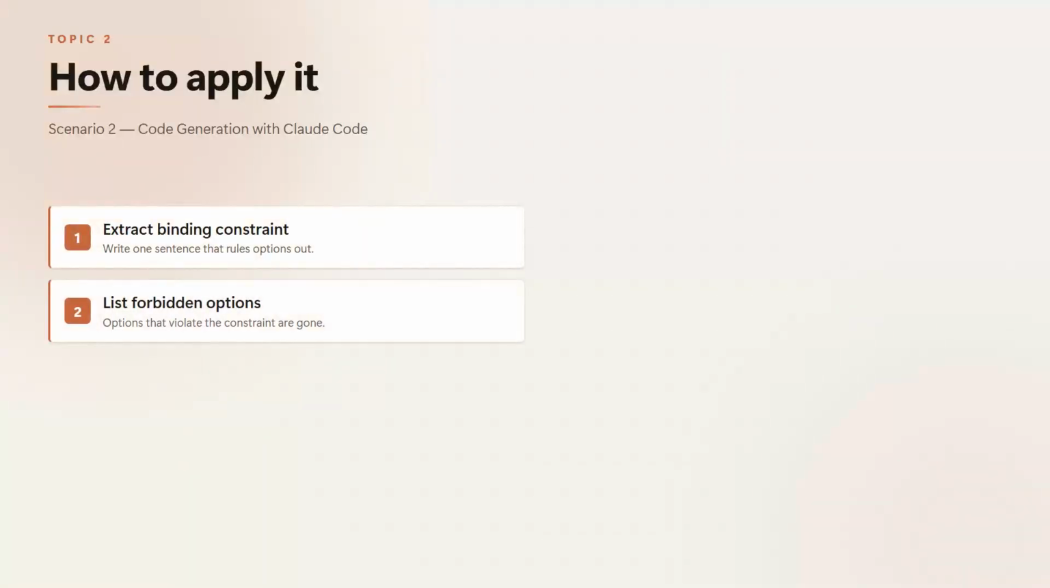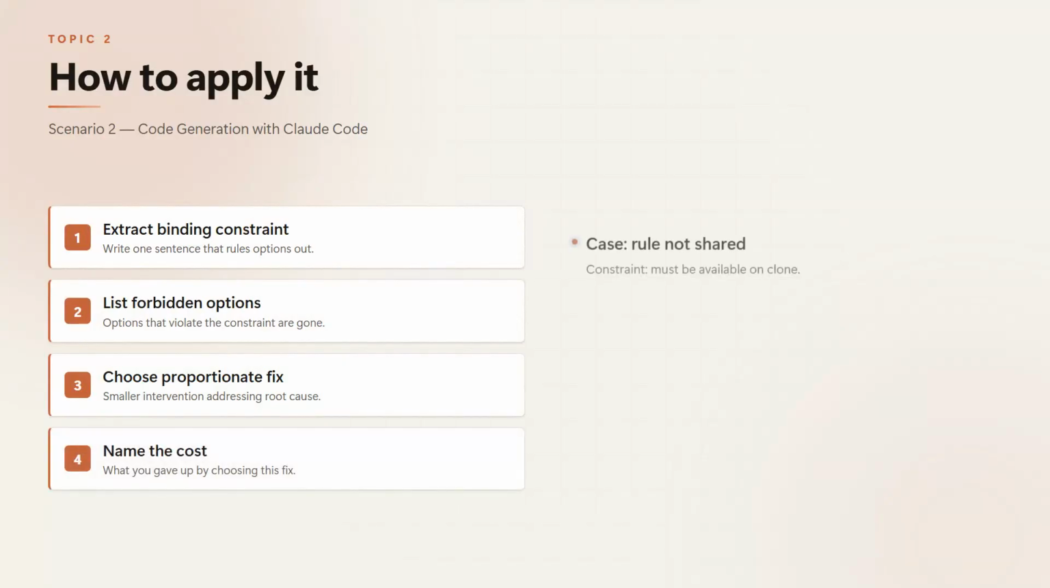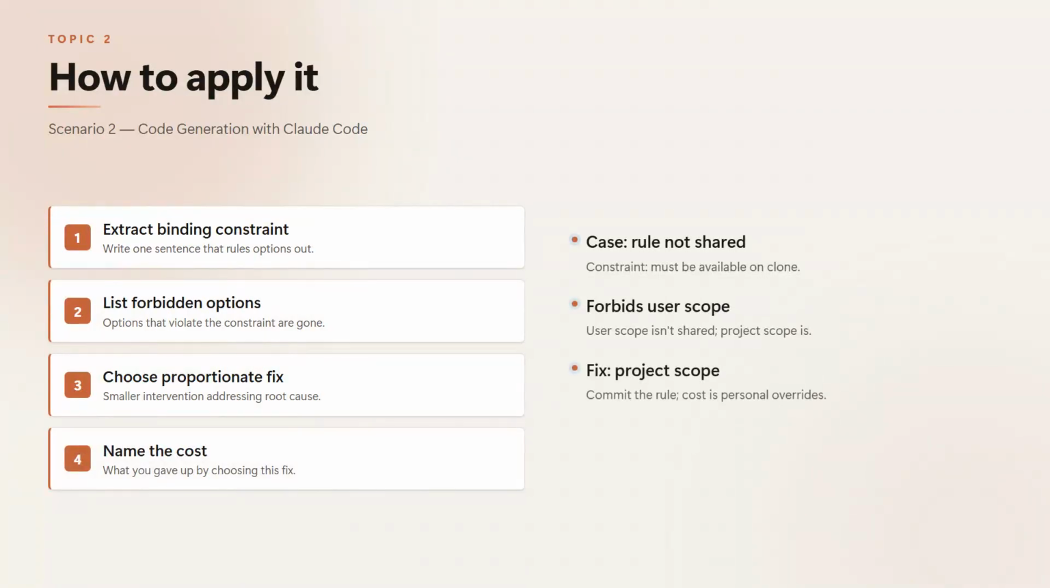Take the symptom: a rule works for you and not for the new joiner. The binding constraint is that the rule must be available to everyone who clones the repo. That rules out user-scoped configuration, because it wouldn't be shared. The proportionate fix is to move the rule to project scope and commit it. The cost is losing personal overrides without affecting the team. The most attractive wrong answer is using /memory to add it to your user scope. It's fast, but it doesn't solve the sharing problem. The rest of the symptoms follow the same pattern, they're on the page.